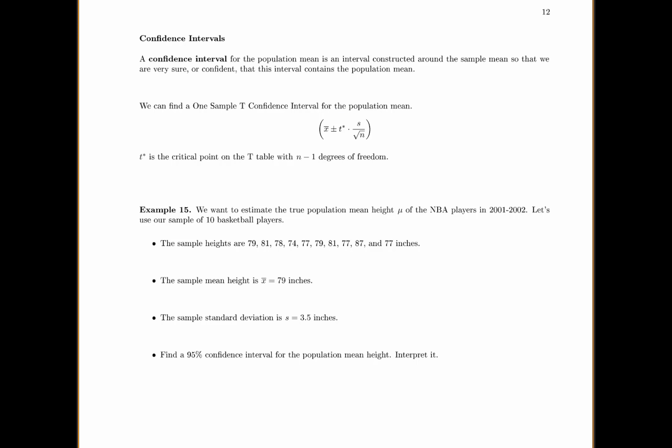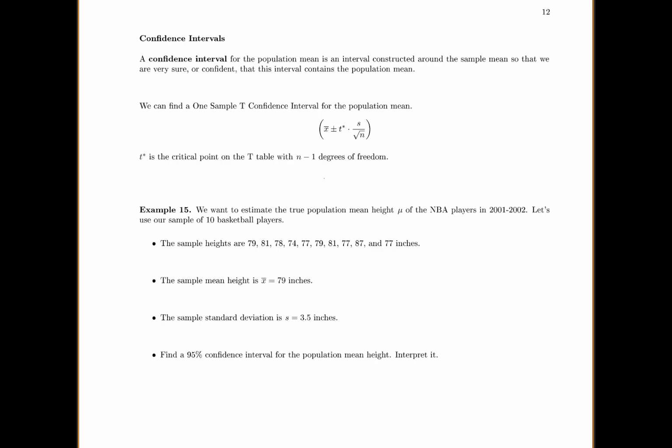So for a one sample t confidence interval for a population mean, it's going to be x bar plus or minus t star times s over the square root of n. So t star is what we're going to call a critical point. That comes from the t table. s is our sample standard deviation, n is our sample size. So notice I like to do t star as the critical point. A lot of textbooks will use some more technical notation.